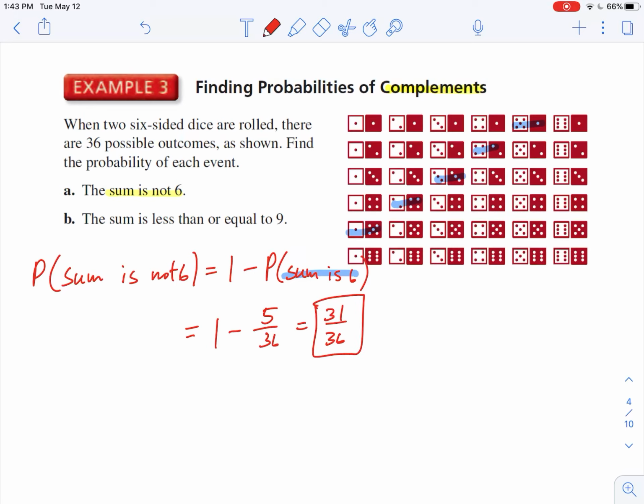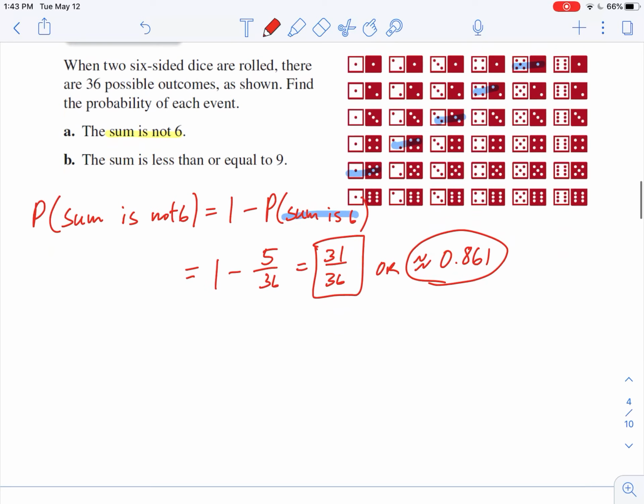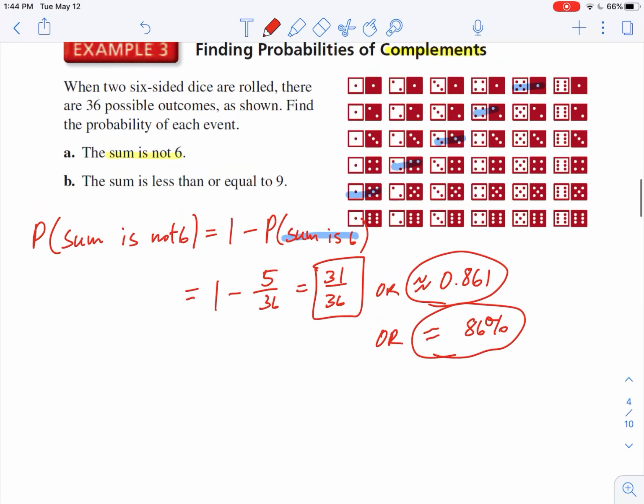That is our probability. Now, as we said earlier, when we're doing probability problems, you can answer those problems using fractions or decimals or percentages. So another way you could have written this is 0.861. It's about 0.861, but another way somebody else might choose to say it is that there's about an 86% chance that if you were to choose 2 of these dice, the sum would not be 6. And obviously there are a lot of them that add up to something that's not 6. So that's how I would show how to find the probability using complements.